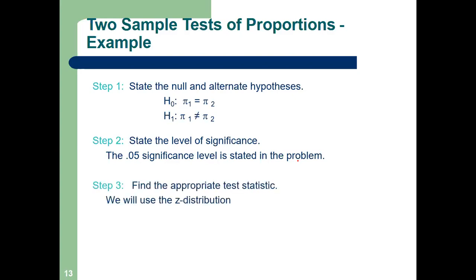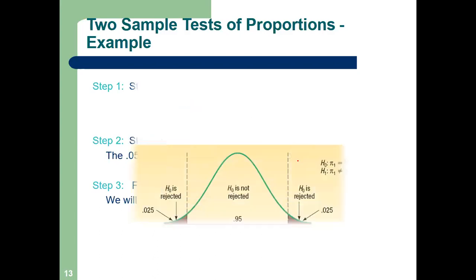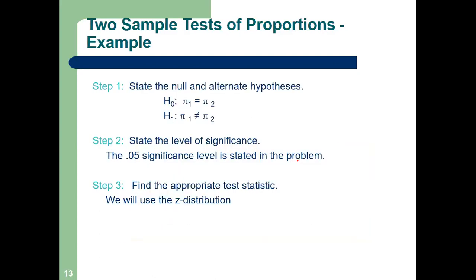Step 3. Which test are we going to apply here? We are going to use the Z distribution. There is only one formula in proportion in Z distribution, so we have no other choice also. We have to use the Z distribution. So step 1, 2, 3 clear?